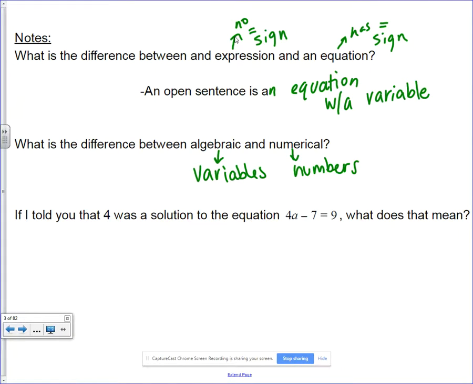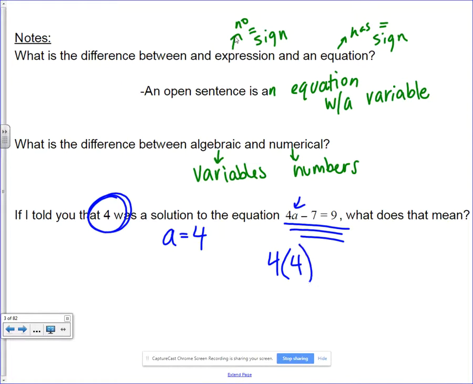All right, so now to the good stuff for today. If I tell you that this 4 is a solution to this equation, what does that mean? And don't tell me it's the answer. Go ahead, Savannah. A equals 4, okay. It'll make the other side equal 9. If I put, like Savannah said, this A is 4. That's what that means. If I take this A and I put it into the equation, it would now look like this.